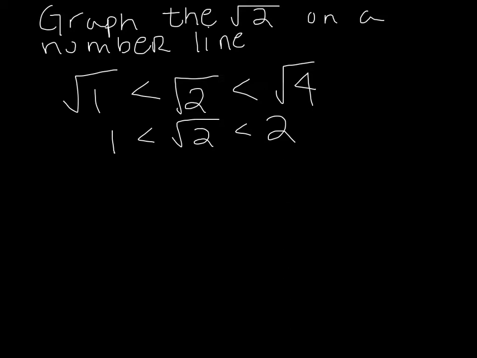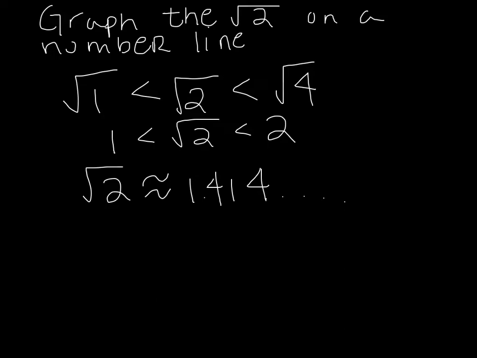In order to figure out exactly where the square root of 2 would go on a number line, you're really going to have to use your calculator. Plugging the square root of 2 into my calculator, I get that the square root of 2 is approximately 1.414, because I am going to round. And of course I know that because the square root of 2 is irrational, as a decimal it actually will go on and on and on forever. It is not terminating or repeating.